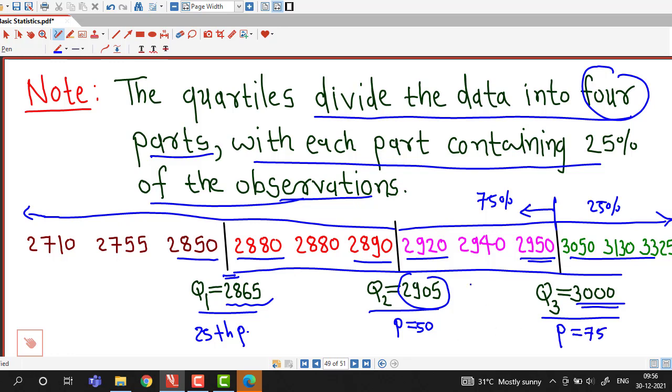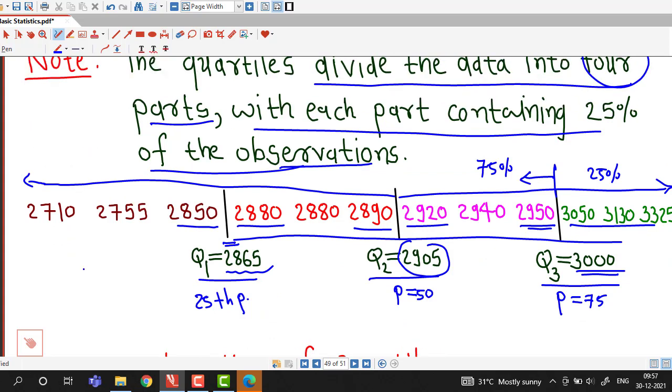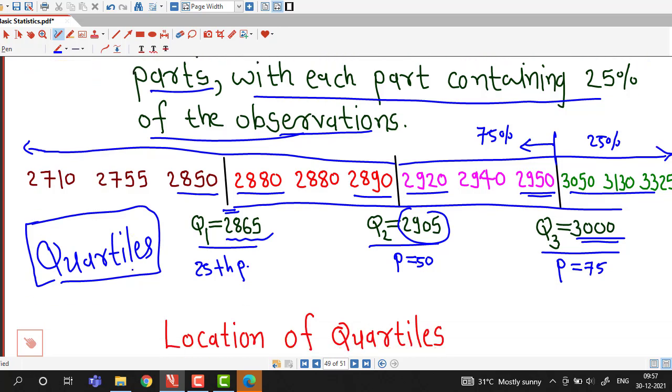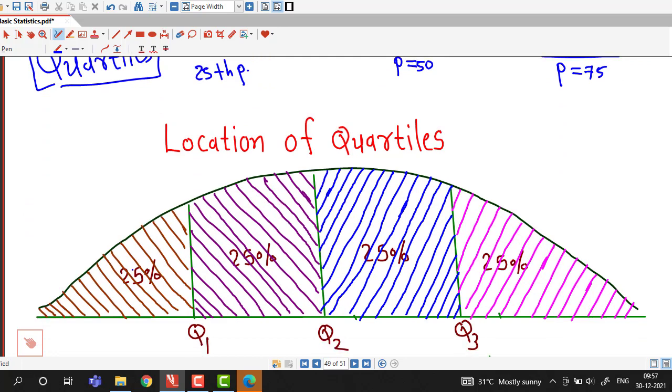50th and 75th percentiles. So we will require these quartiles in the topic of dispersion, measures of dispersion. That is why we discuss all these things in these lectures, so that whenever we require them, we can compute the quartiles. Here we have just shown the location of quartiles.